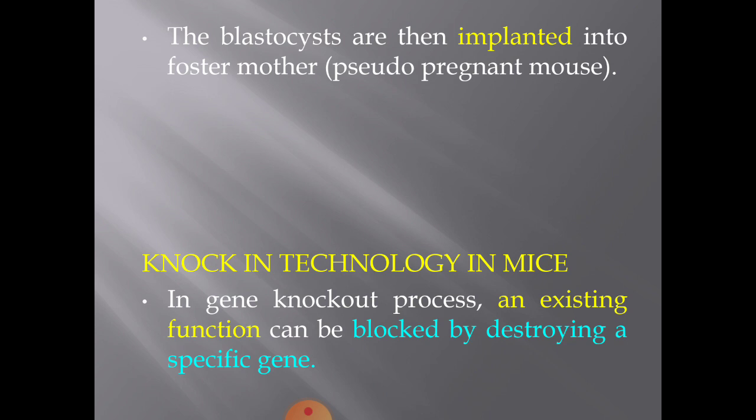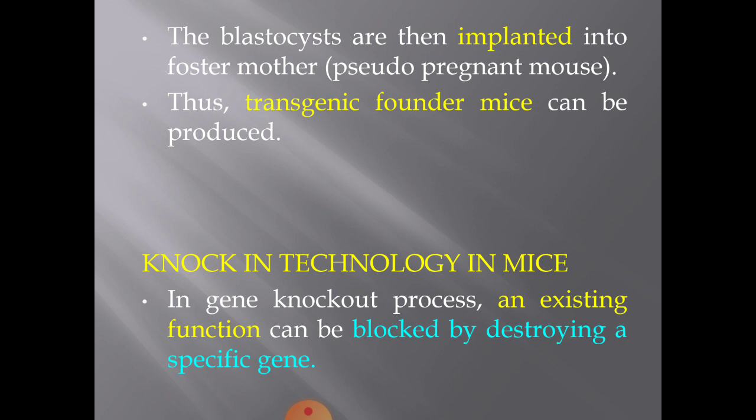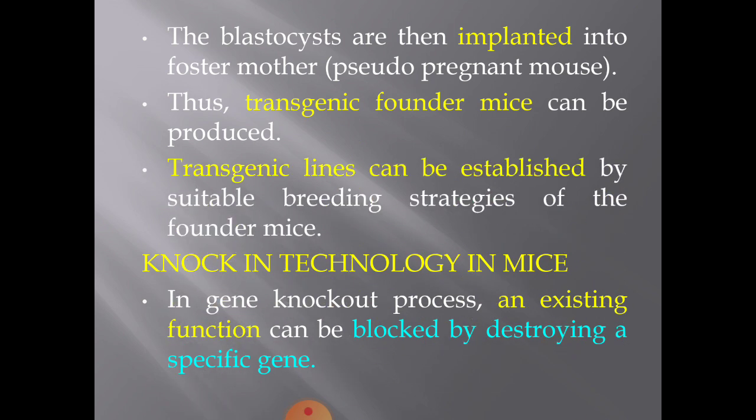How do you generate the pseudo-pregnant mice? I have taught you in my previous lecture. Thus, the transgenic founder mouse can be produced and the transgenic lines can be established by suitable breeding strategies of the founder mice. This is how you are going to generate transgenic mice by the embryonic stem cell method.